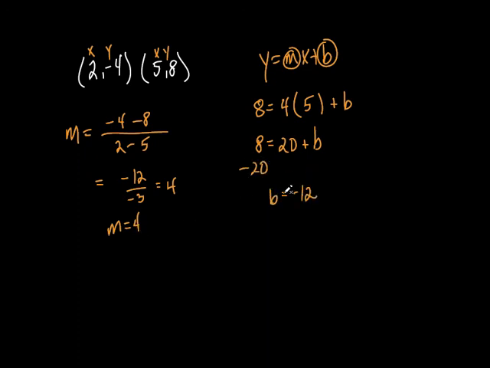All right, so I got my slope and I got my y-intercept. And so what do I do now? Put it into slope-intercept form. So y equals 4x minus 12.